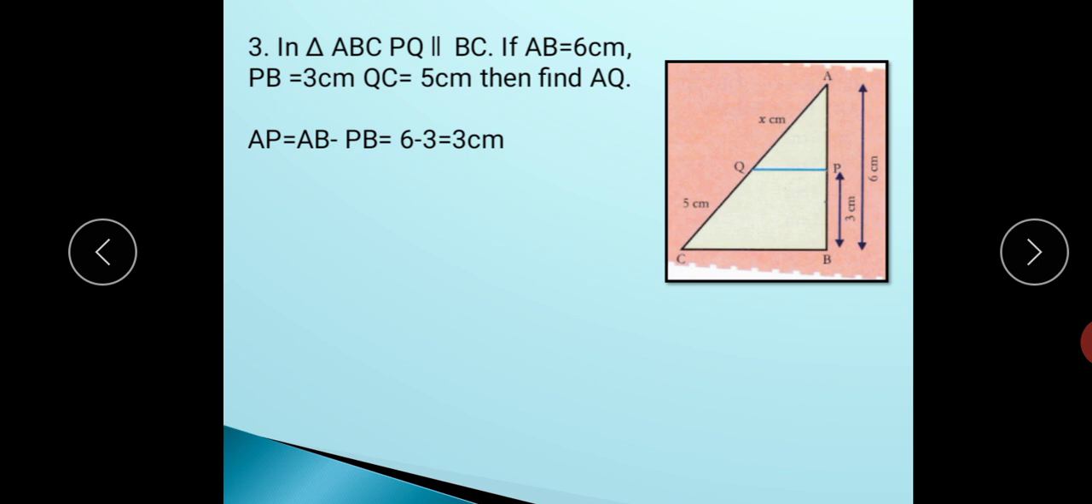AP is AB minus PB. So you get 3. That you have to find first, and then we'll go for the BPT. That is AP upon PB is equal to AQ upon QC. So it is 3 upon 3 is equal to x upon 5. 3 will get cancelled. Cross multiply 5 and you will get x is equal to 5. Therefore, AQ is equal to 5. Let's go to the next example.